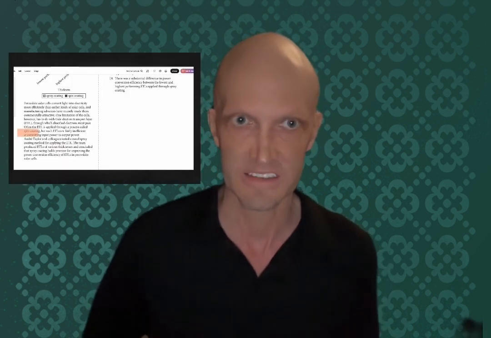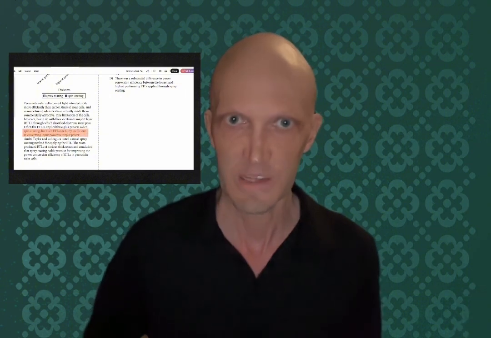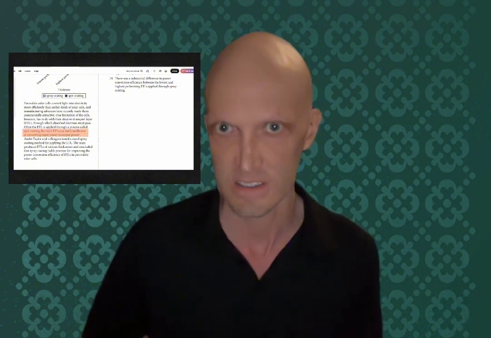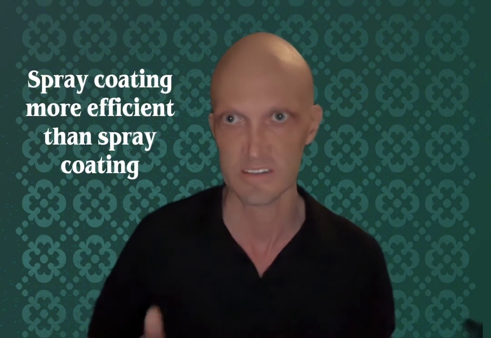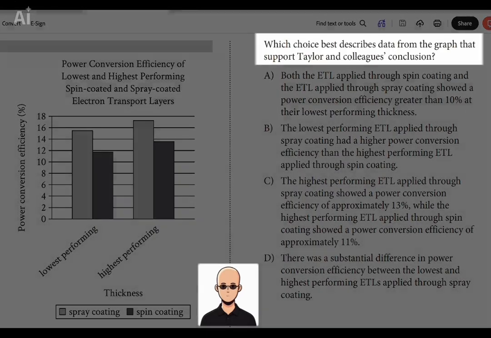But improve from what? Note that the paragraph says that spin coating is often used, but this leads to ETLs that are inefficient at converting power. So, if you revise our summary, spray coating can improve power conversion efficiency in solar cells compared to spin coating. Step 2. Examine the question. Which choice best describes data from the graph that support Taylor and his colleagues' assertion?